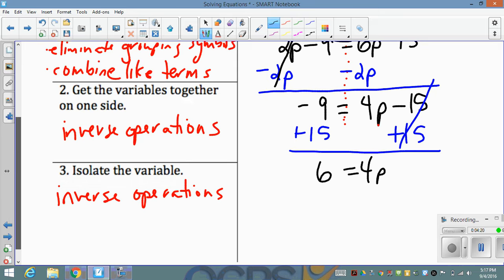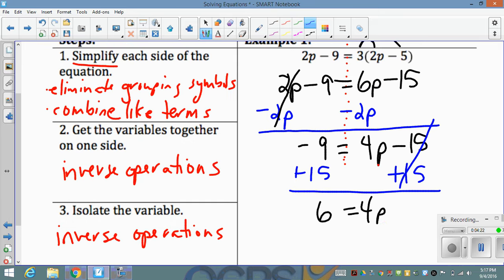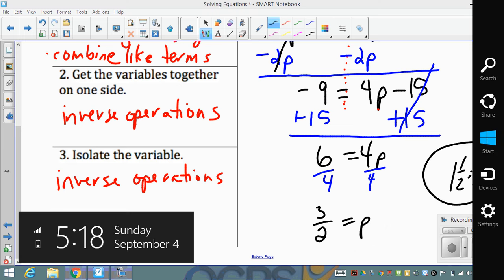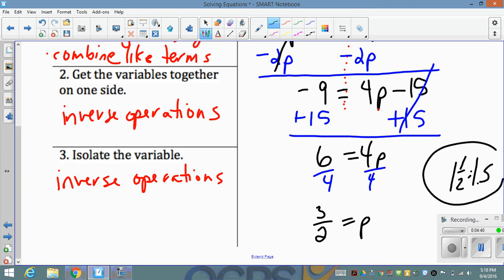Then, to finish it off, I am going to divide by 4. Now that's a fraction. Don't let that scare you. So I get p equals, I am going to reduce it to 3/2. If you wrote 1.5, any of those would be correct. I prefer the improper fraction. That's what I prefer. So our answer on this one is 3/2. We could do a quick check, but I'm going to go ahead and move on to our other 3 examples.